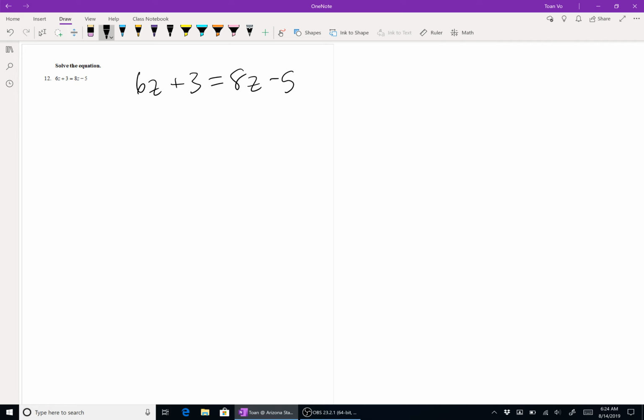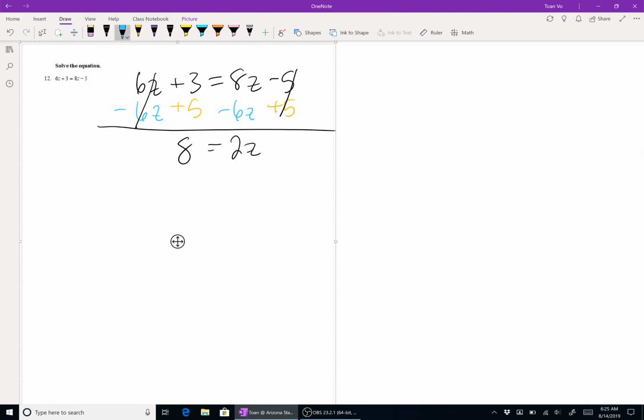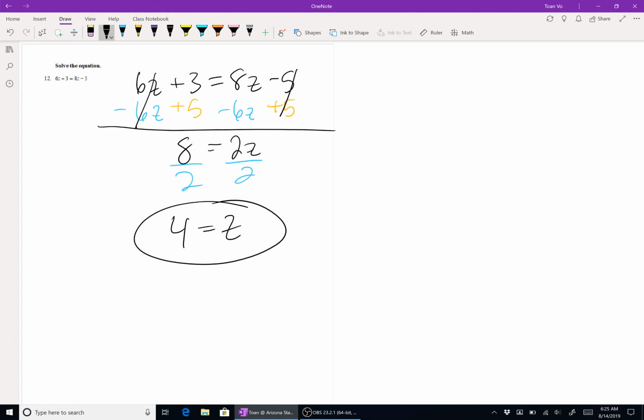I like to keep my variables positive, so I'm going to move all the variables to the right. So let's subtract the 6z, which means I'm going to move all the regular numbers to the left. Let's see if at the same time we can add 5 on both sides. What would that give us? These guys are gone. That's 8. This is 2z. These guys are gone. And then one more step, get rid of the 2 via division. Z is 4.